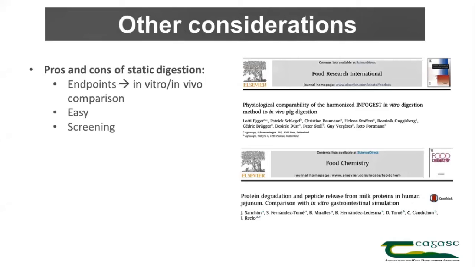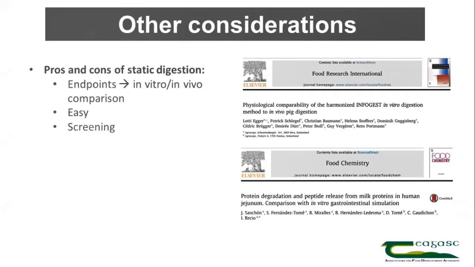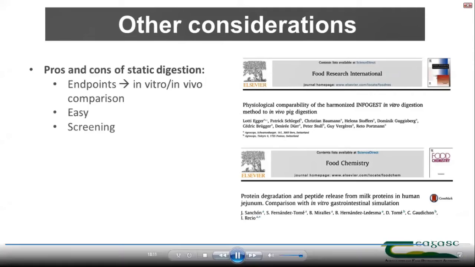And here some final remarks, and in a way I want to preempt some of the questions. What are the pros and cons of static digestion? So the strength is definitely that it represents the endpoints of the gastric and intestinal phases pretty well, and we have some very nice in vitro, in vivo comparison on the right hand side, led by Lotti Egger and Isidra Recio. It is a relatively easy method and is good for screening.